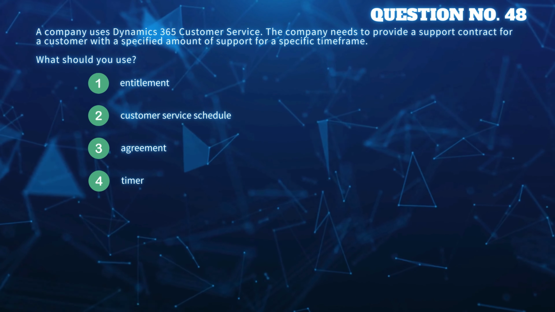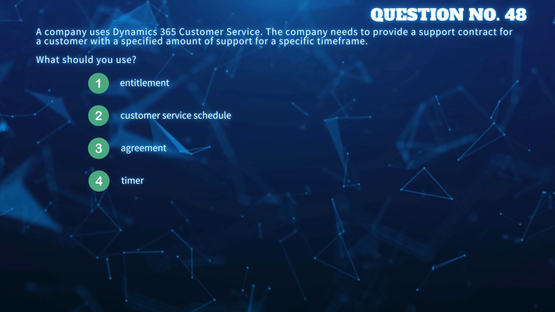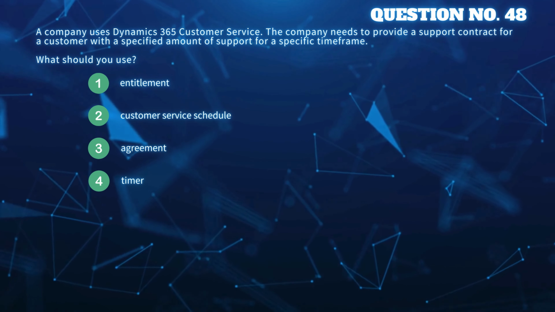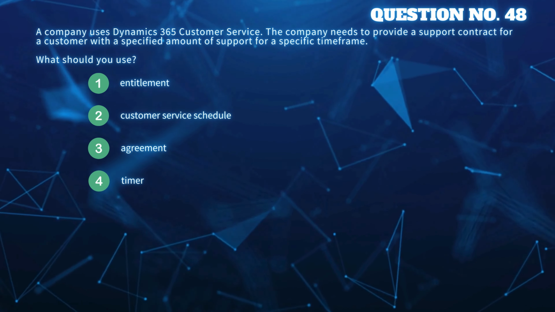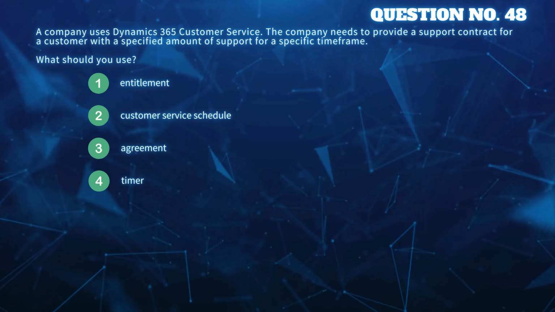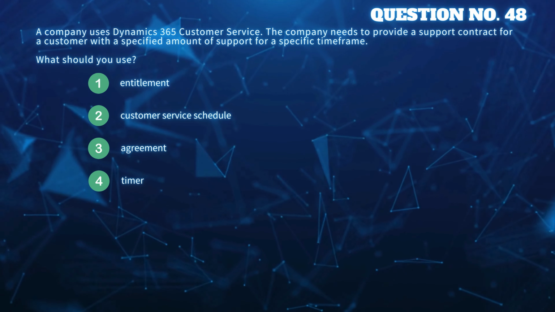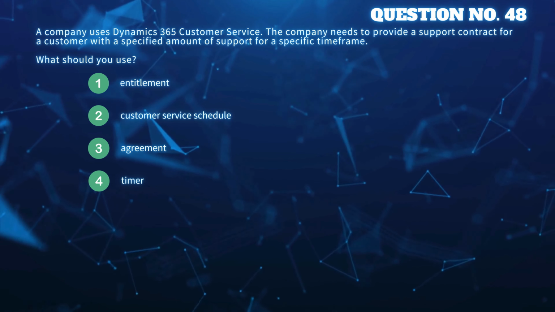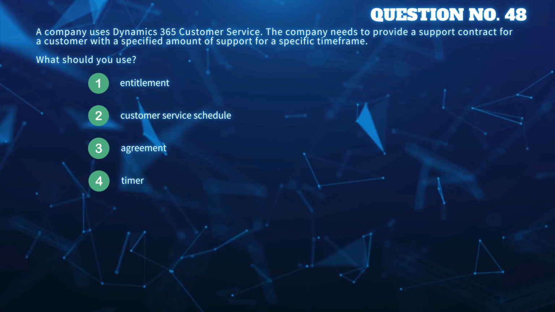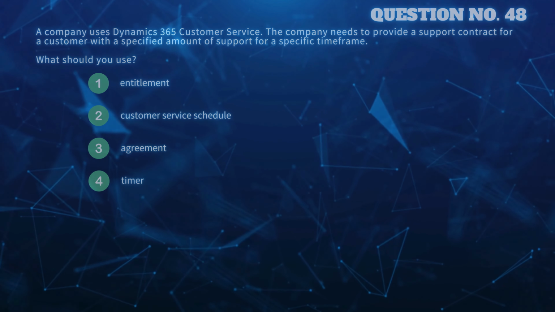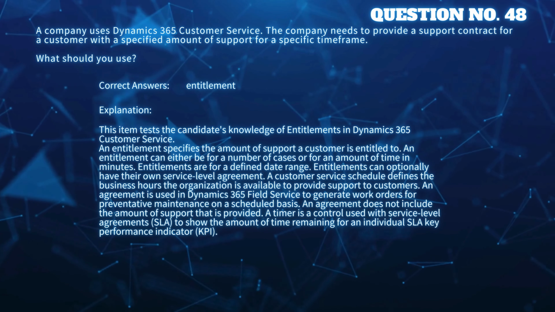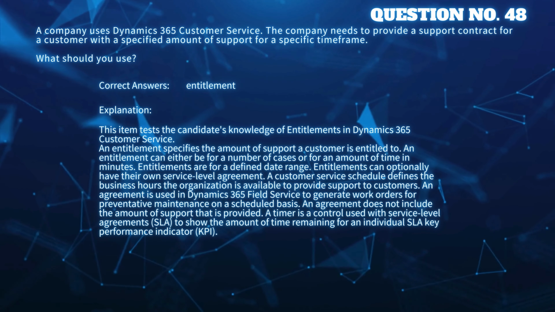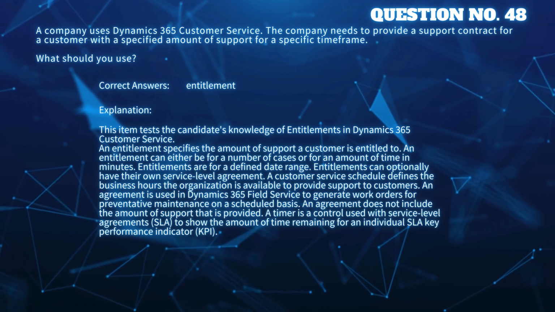A company uses Dynamics 365 Customer Service. The company needs to provide a support contract for a customer with a specified amount of support for a specific time frame. What should you use? Option 1: entitlement. Option 2: customer service schedule. Option 3: agreement. Option 4: timer. Correct answer: entitlement.